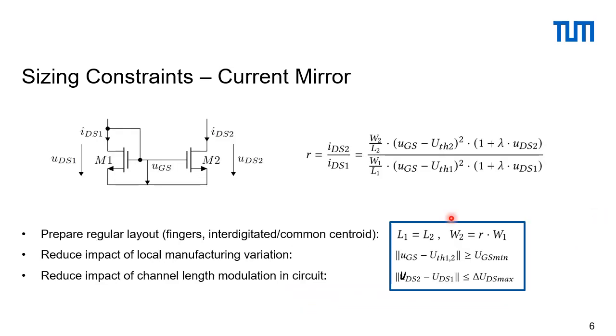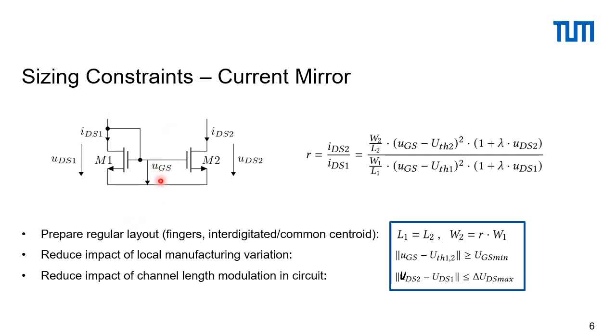So a transistor is just a very basic component. Now we can look at more complex components, and the first thing is we build pairs of transistors. One very basic pair of transistors is the current mirror. Here we have the circuit over here.